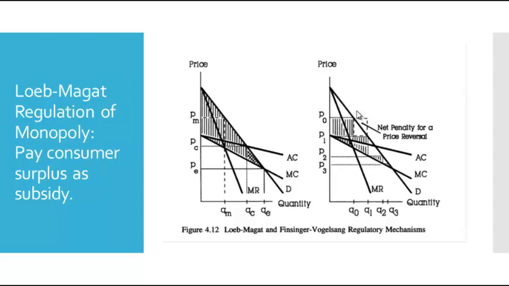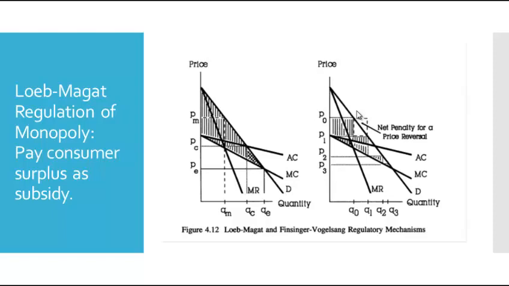So now we come back to the monopoly and we ask, okay, monopolies are going to exploit the consumer. So what can we do to regulate the monopoly? There is this theory which is called the Loeb-Magat regulation.